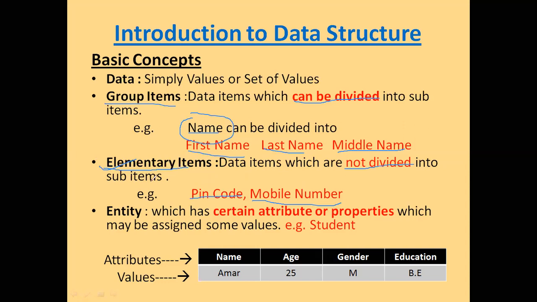So whenever we are storing information, always your data should be in elementary form. Means we need one array, single array to store elementary items. In group items, if it consists of three fields, we need three parallel arrays to store in memory. Understood these three terms: data, group items, and elementary items.